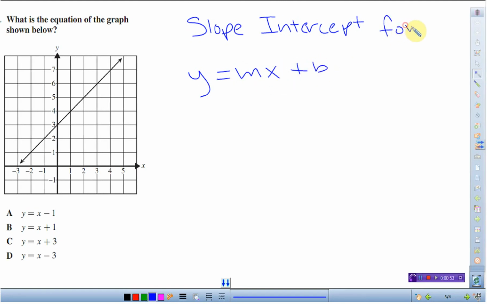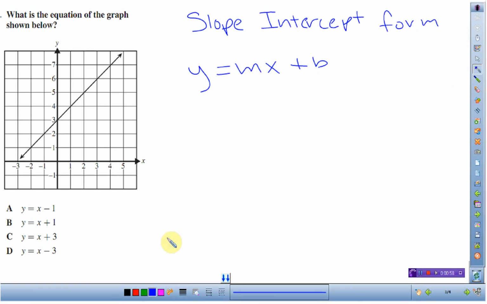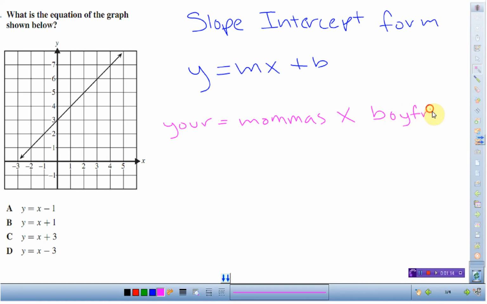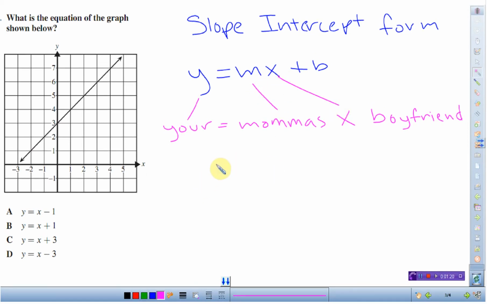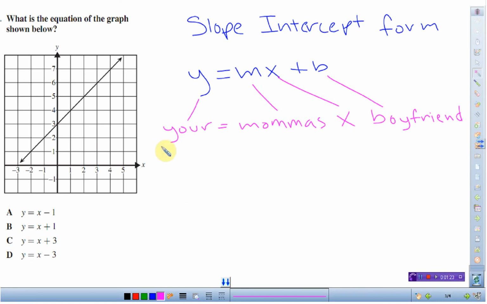Now, I've come up through a couple years of teaching here a specific way to remember this, and it's a bit unorthodox, but my students seem to remember it. And here's how I remember it. It's your mama's ex-boyfriend, and each portion of this just corresponds. Y is your, mama's is M, X is the ex, and B is the boyfriend. And that's kind of how you should try to remember it.